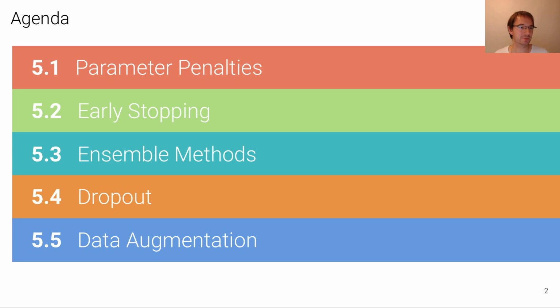This lecture is structured into 5 units. In the first unit, we're going to talk about parameter penalties. In the second unit, we're going to cover early stopping, and then we're going to talk about ensemble methods and one particular ensemble method that's popular in the context of deep learning, which is called dropout. And finally, we're going to talk about data augmentation, which also can be viewed as a particular form of regularization.